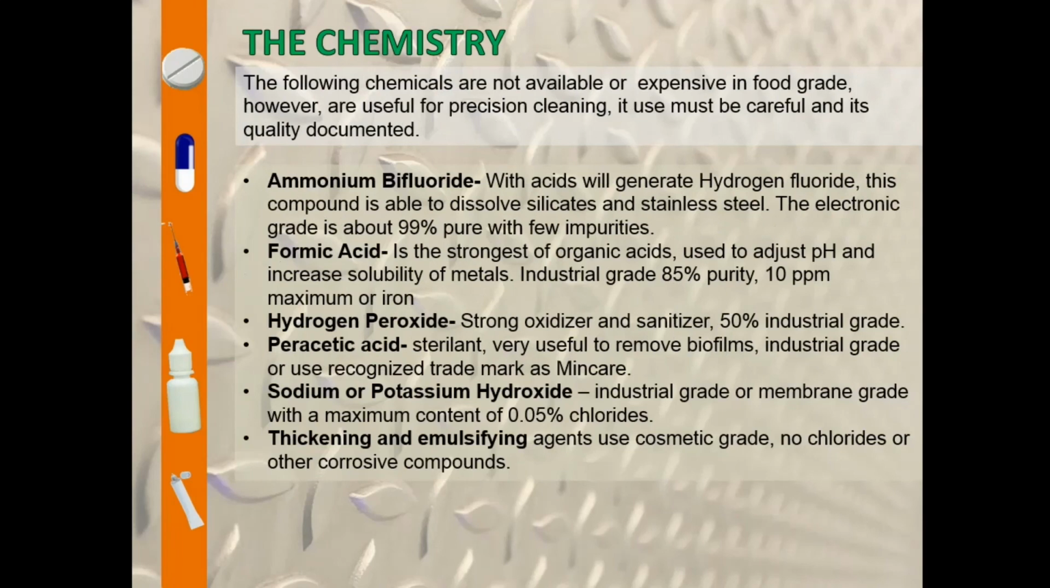We may find that some chemicals are not available or very expensive in food grade. However, the quality of the chemicals must be documented. Ammonium bifluoride is available in something called electronic grade with a purity of 99%. Ammonium bifluoride with citric acid will generate hydrogen fluoride, the only substance available to dissolve silica. Hydrogen peroxide and peracetic acid are sanitizers and strong oxidants, which can create a better chromium oxide layer. To formulate gels or foams, we can use cosmetic-grade ingredients with no presence of corrosive compounds.